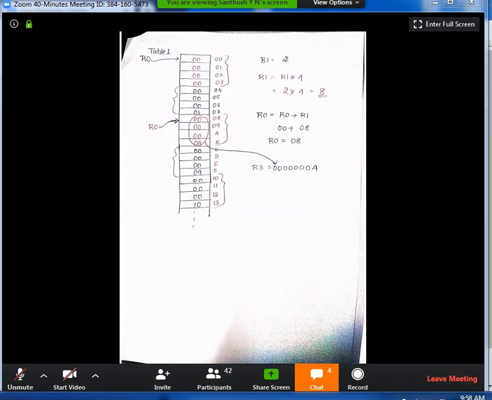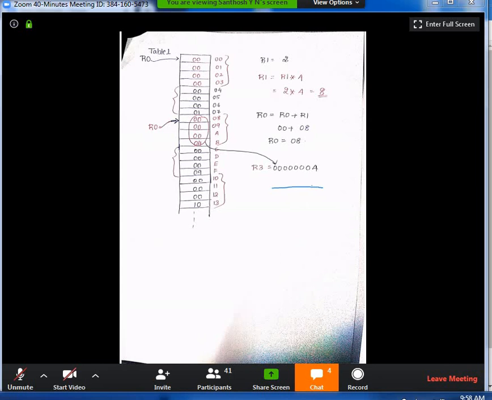So therefore what gets loaded into R3? 4 gets loaded. What number had you taken? You had taken 2 into R1, right? And what is the square of 2? So 4. You have got 4 as a result in R3.